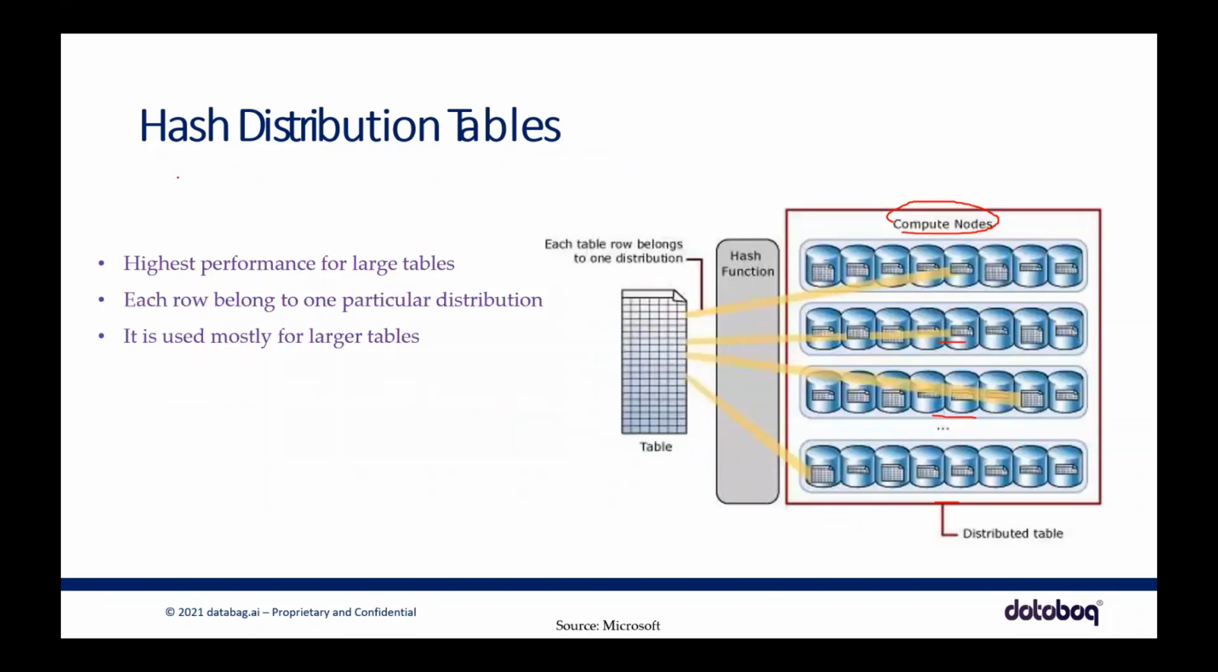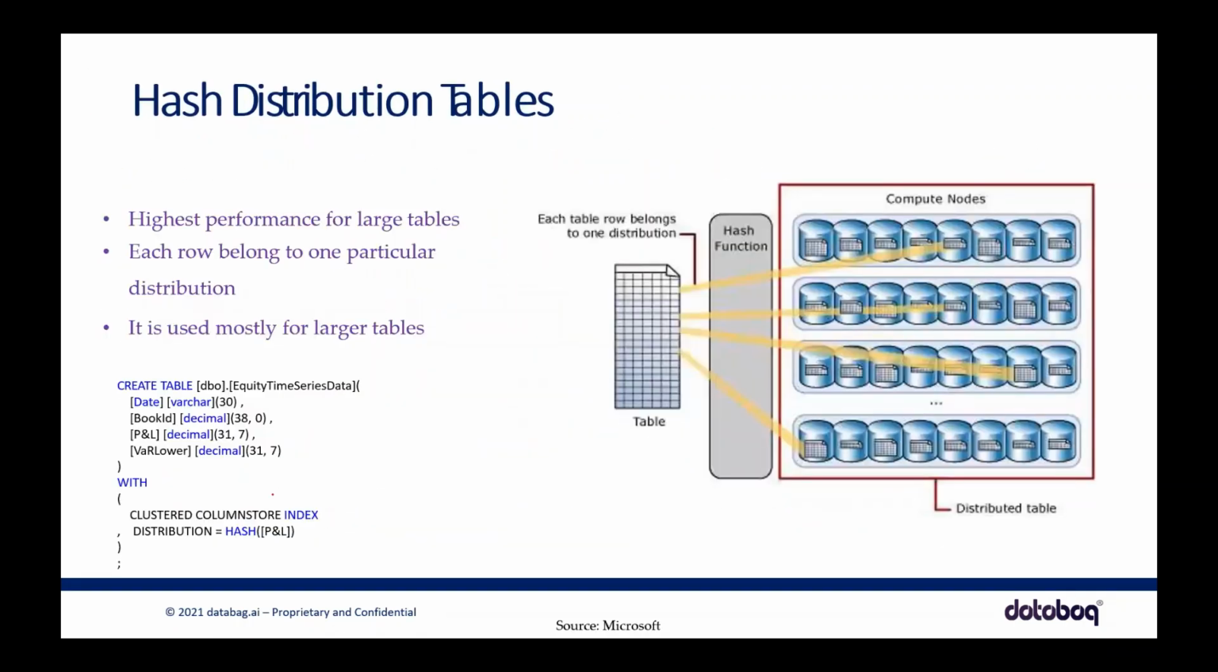So now we know 3 different kinds of distributions. Usually you put it like this: distribution hash, and then within the parentheses, you mention the column name. Here, profit and loss, I think P and L. Okay, so mainly this. And one other thing is, while choosing the hash distribution, you should be very careful.